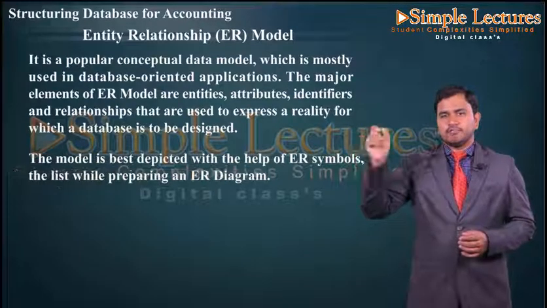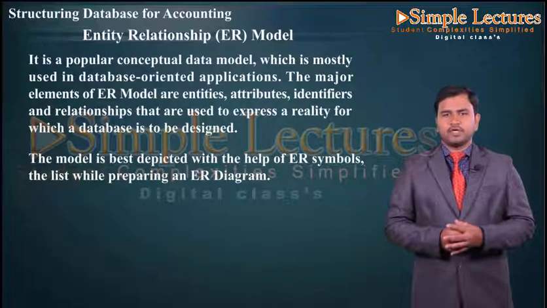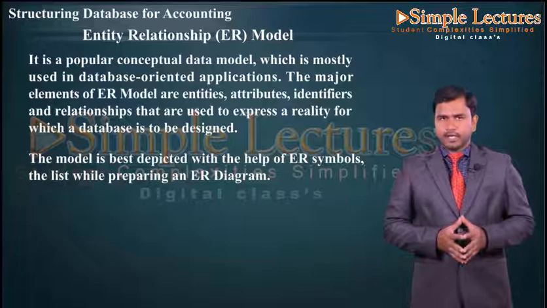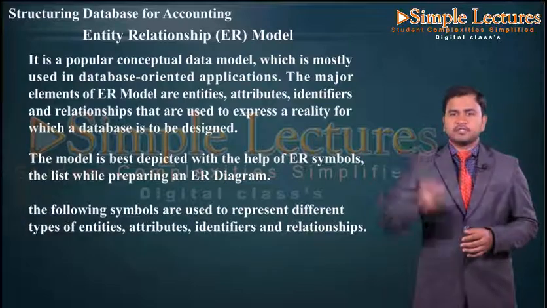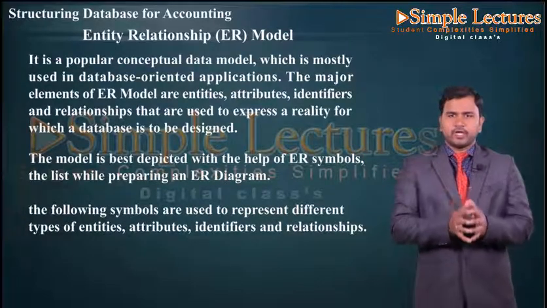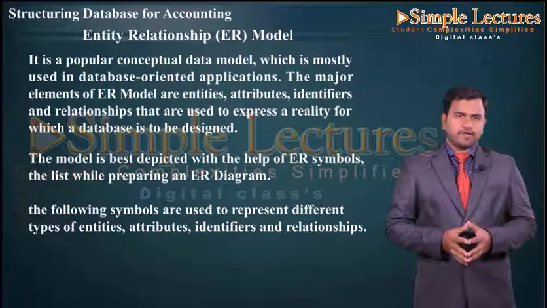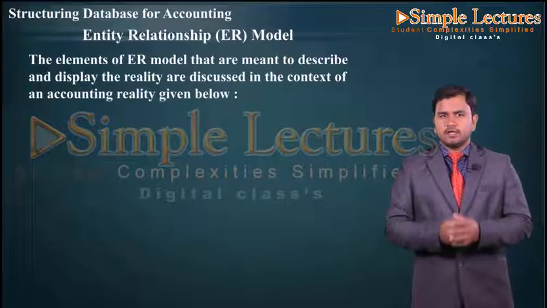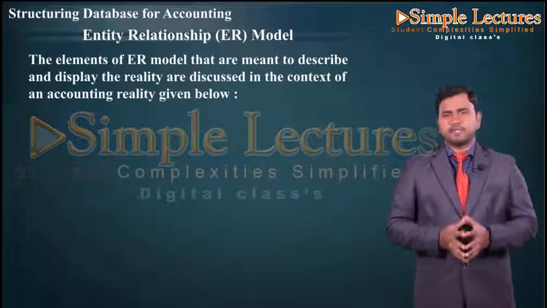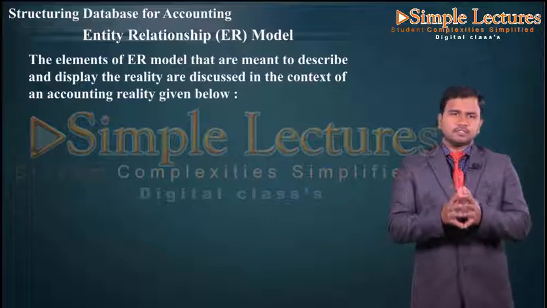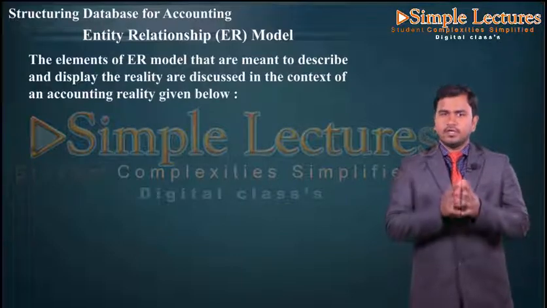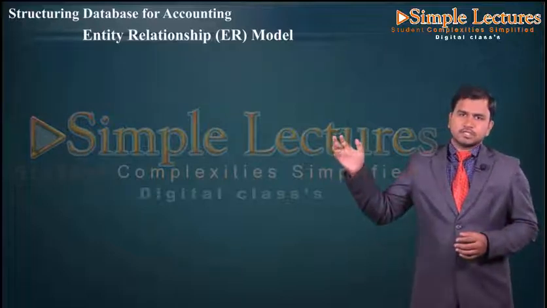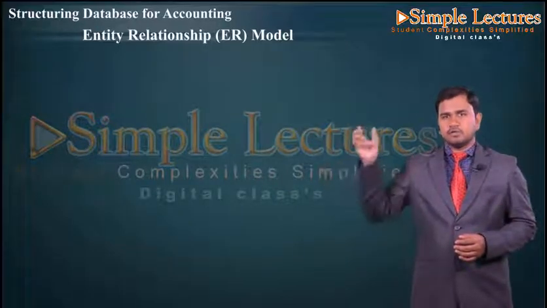The model is best depicted with the help of ER symbols, listed while preparing an ER diagram. The following symbols are used to represent different types of entities, attributes, identifiers and relationships. The elements of the ER model that are meant to describe and display the reality are discussed in the context of an accounting reality given here. So we will be discussing the symbols which we will be using in the flow chart.